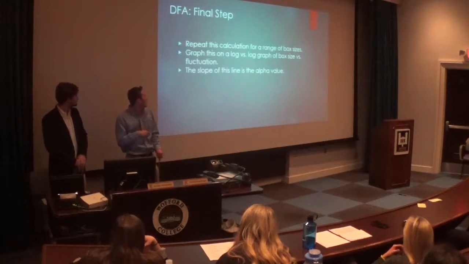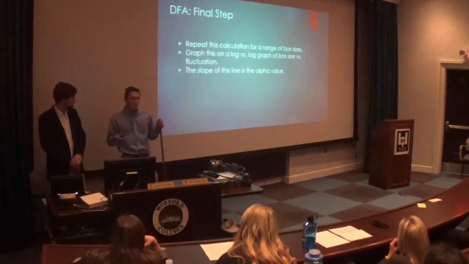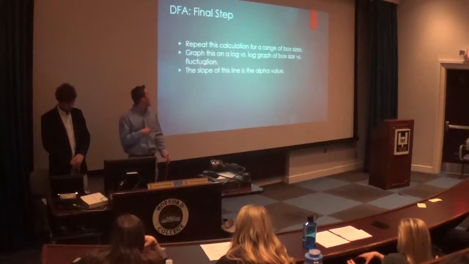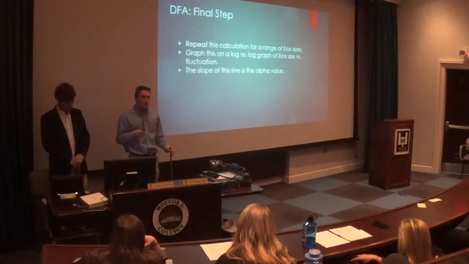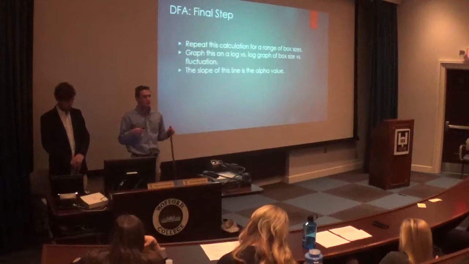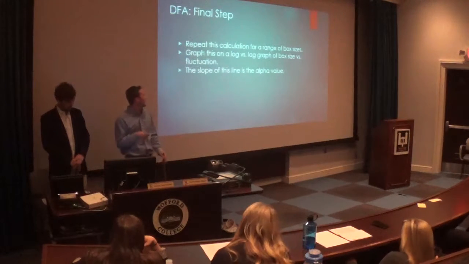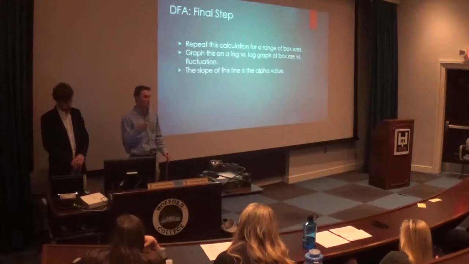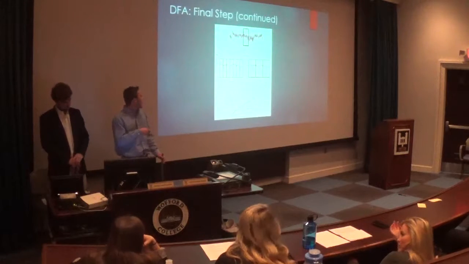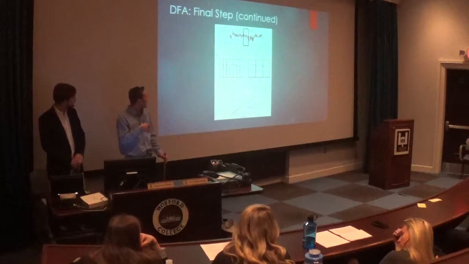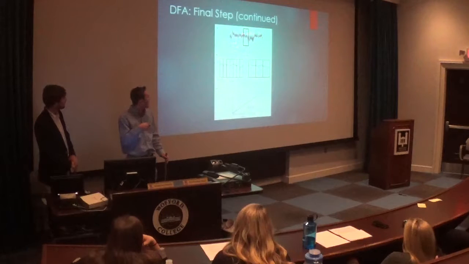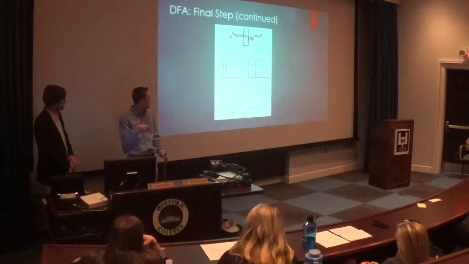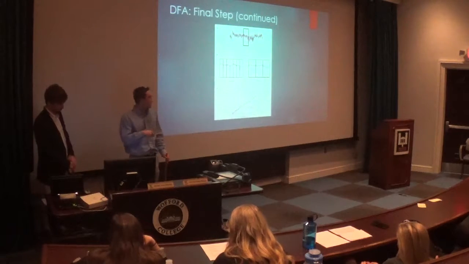And then we repeat this calculation for a certain range of boxes. It depends on if we're looking at our short term or our long term, which I'll get into in a second. And then we graph this as a log versus log of fluctuation versus log of box size. And then the slope of the fitted line to that data is the alpha value, which is what we get out of DFA. And that can be seen right here. So this is the whole process from getting the RR interval, or integrated RR interval, to dividing into boxes, all the way down to plotting and obtaining the slope of the line.